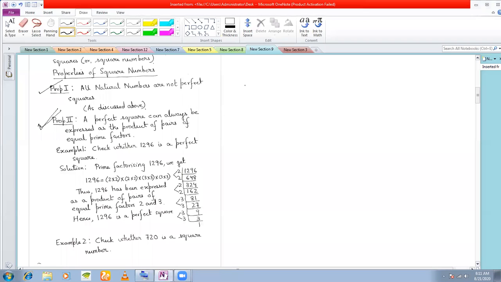Okay, let us take an example. Now, I want to check whether this number is a perfect square. I am going to use this property to check whether 1296 is a perfect square. So what I'm going to do is prime factorize 1296. I hope all of you know how to prime factorize. You have learned it in your class 7.